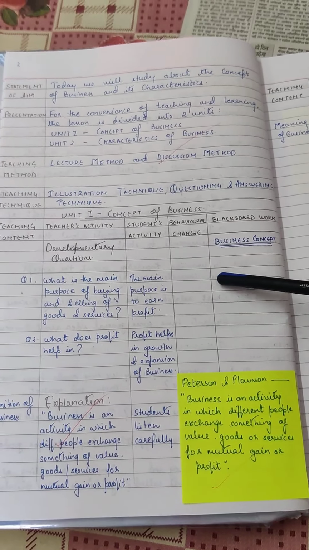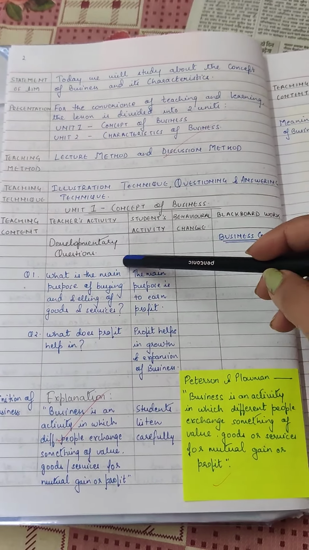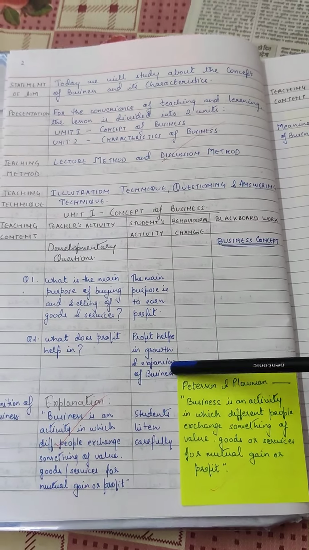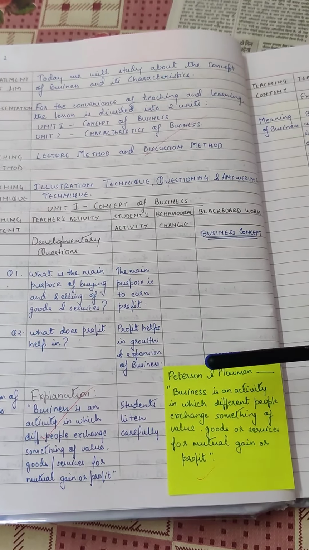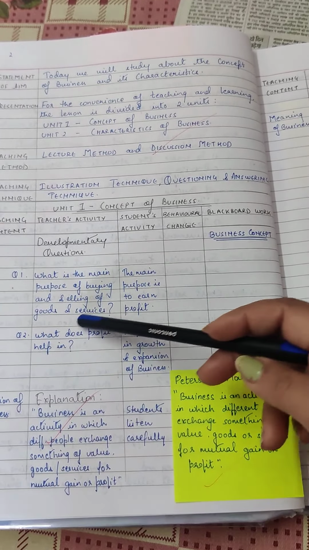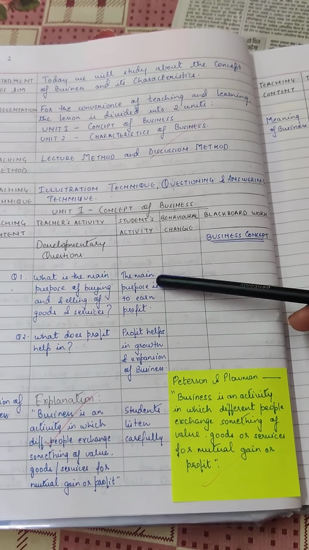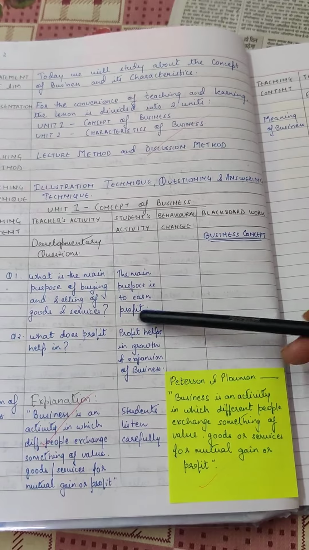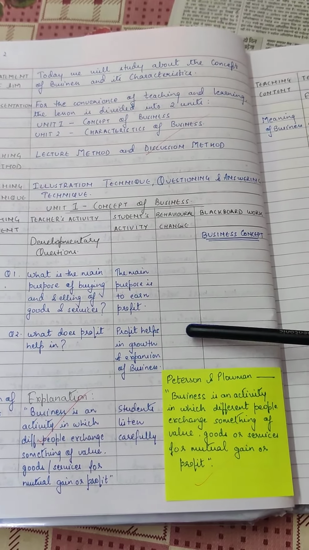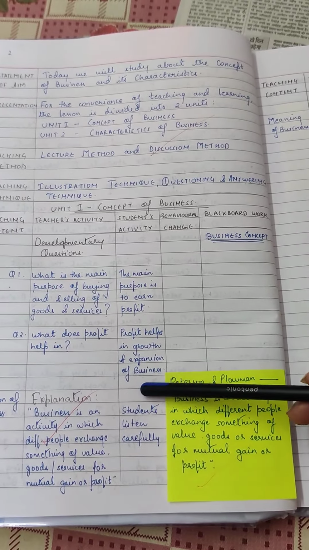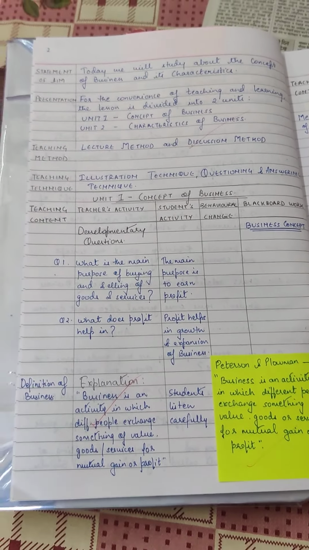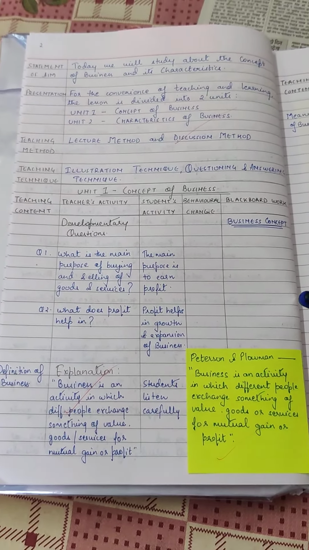Now we start a unit plan in commerce with developmentary questions. These are the questions which the teacher will ask the students before beginning the topic. Like, what is the main purpose of buying and selling of goods? The main purpose is to earn profit. What does profit help in? It helps in growth and expansion of business. These are the answers given by the students.